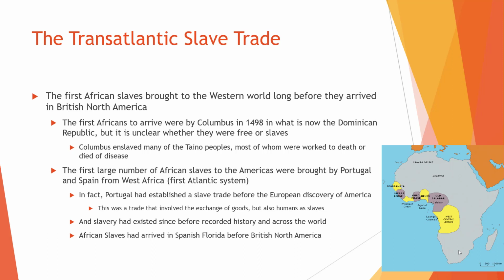The first African slaves were brought to the Western world long before they arrived in British North America in 1619. The first Africans actually arrived with Columbus in 1498 in what is now the Dominican Republic. But it was somewhat unclear whether they were free or slaves, because one of the things that Columbus and the Spanish did is that the Taino people that were already there on the island of Hispaniola, most of them were worked to death or died of disease. So they didn't kill everybody there.